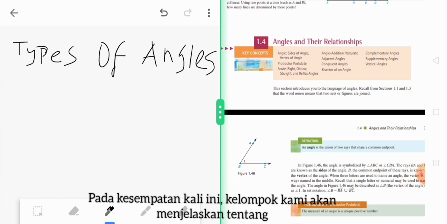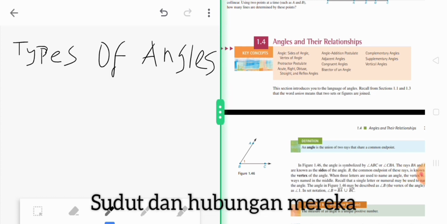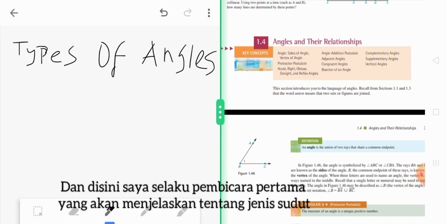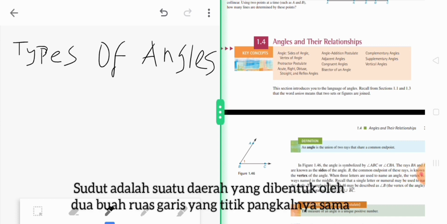On this occasion, our group will explain about angles and their relationships. And here I am the first speaker to explain the types of angles. An angle is an area formed by two line segments with the same starting point.